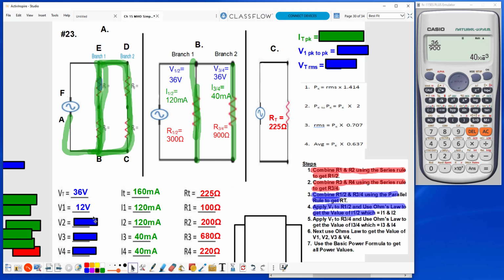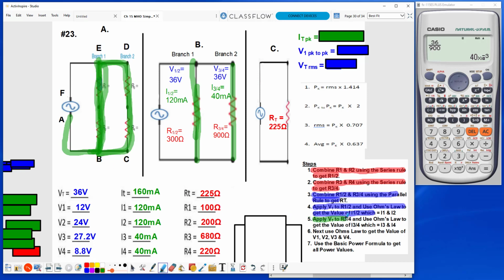V2 is equal to I2 times R2. V3 is equal to I3 times R3. And V4 is equal to I4 times R4. So what we did here, once we got the resistance value for R1 and 2 by adding R1 and 2 together, we applied our total voltage to this branch. We divided it by that resistance, and that gave us the current that would flow through both of these resistors.